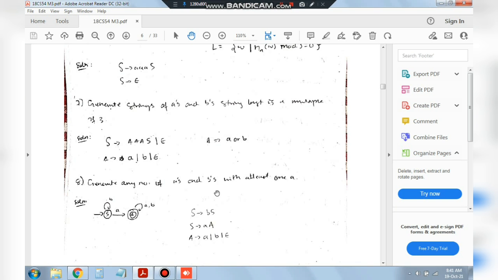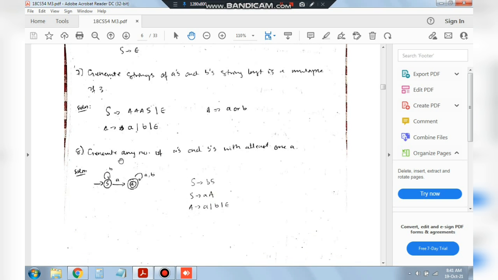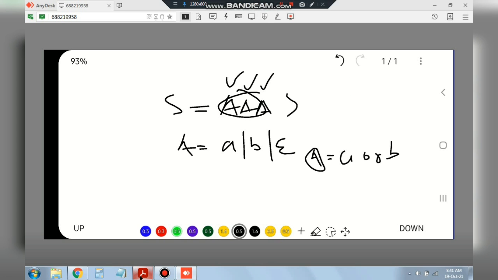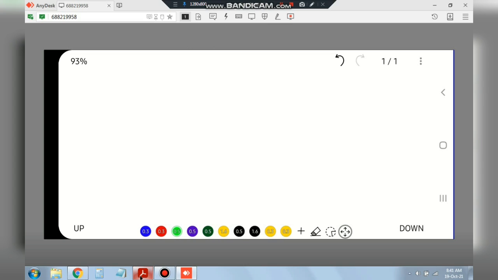Okay, let's move on to the next one, which is to generate any number of A's and B's with at least one A. At least one A should be there, and after that you can have any number of A's and B's. Okay, and before that B can also be there. Let's understand that by an example here. Here this diagram I'll draw. In this diagram at least one A should be there.